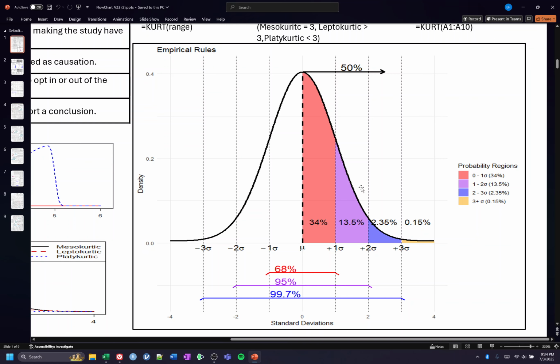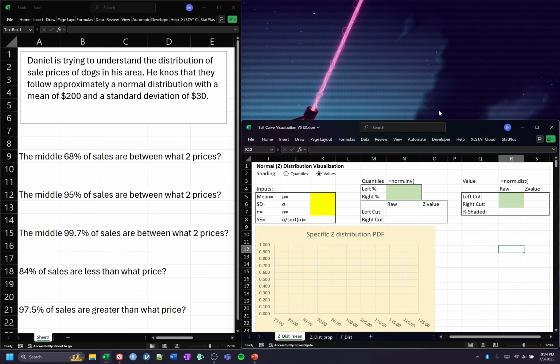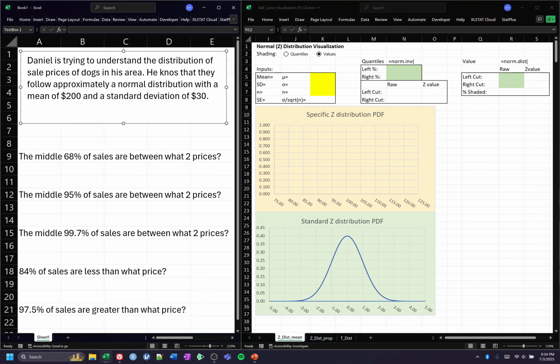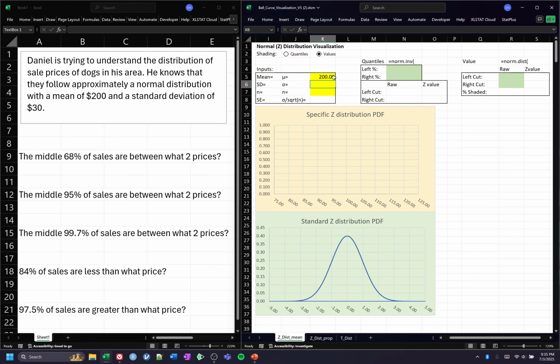So let's take a look at this scenario. It says that Daniel is trying to understand the distribution of sales prices of dogs in his area. He knows that they follow approximately a normal distribution with a mean of 200 and a standard deviation of 30. So let's go over to this normal distribution visualization tool. We'll set our mean, mu, at 200 and our standard deviation at 30.